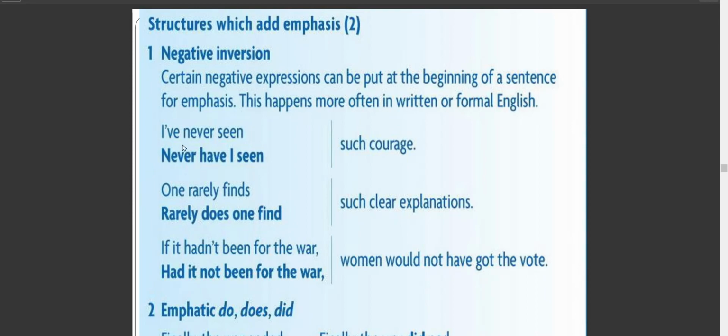These are certain negative and emphatic expressions. Right? One rarely finds such clear explanations. Rarely does one find. Had it not been for the war, women would not have filled the voids.